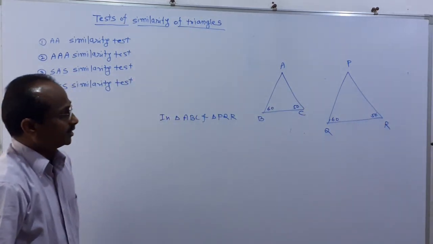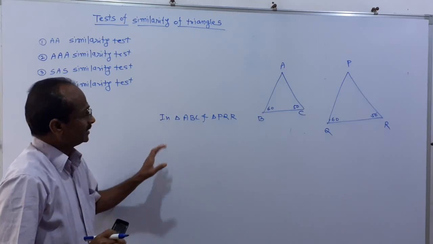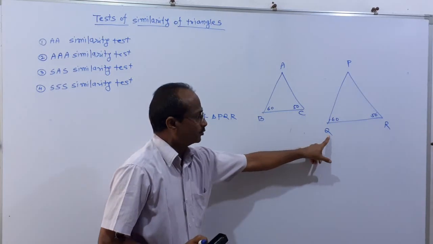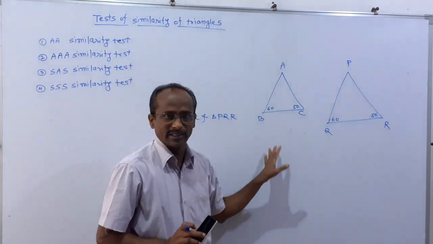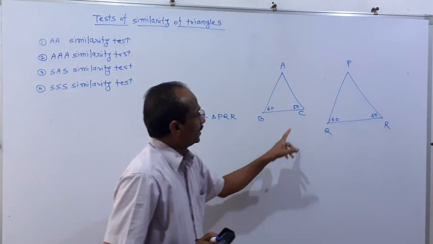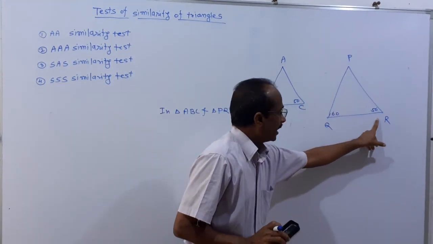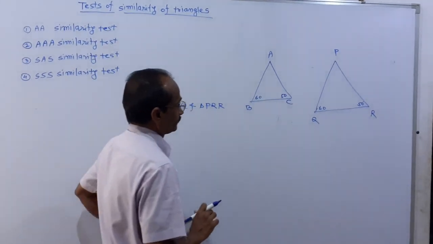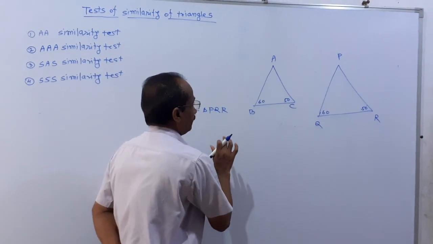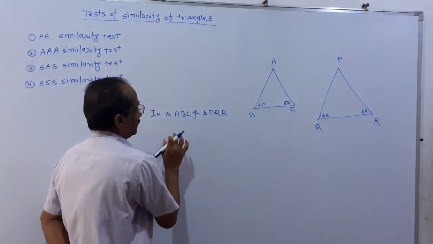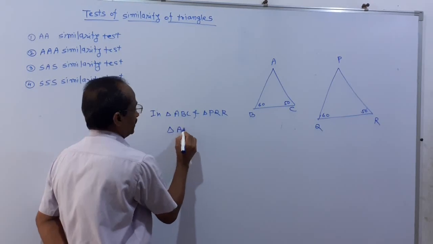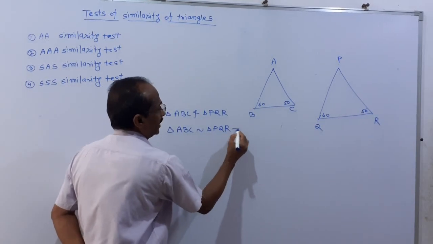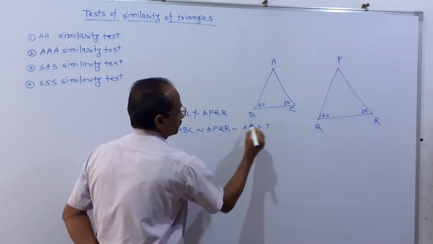Now what is our observation in these two triangles? In triangle ABC and triangle PQR, angle B is congruent to angle Q, because the measure of each angle equals 60 degrees, as well as angle C is congruent to angle R, because the measure of each angle equals 50 degrees. Therefore we can say that triangle ABC is similar to triangle PQR by the AA similarity test.